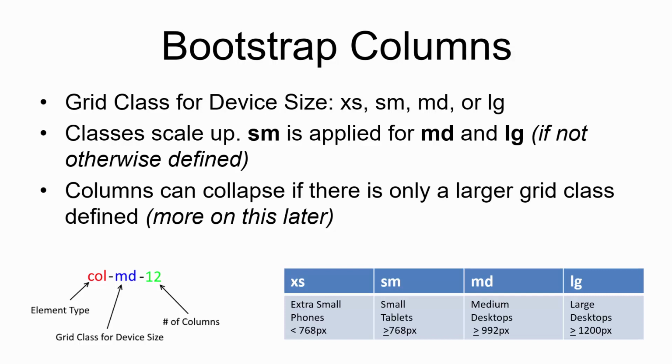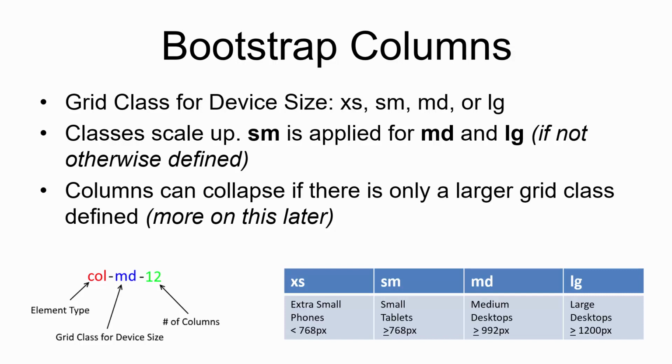So let's go into the grid class for the device size. There are 4 options that you have. XS for extra small. These are going to be devices less than 768 pixels. Generally, those are going to be phones. You have SM for small, generally tablets. MD for medium. Those are going to be your normal laptops or desktops. And LG for your larger desktops.